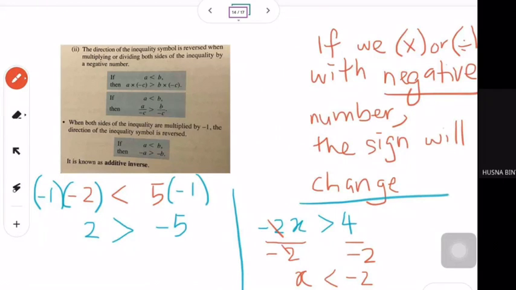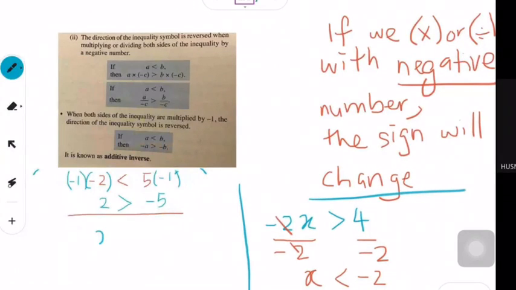Teacher, but teacher did -2 is smaller than 5, right? If we do 2 smaller than 5, then multiply with -1, does it still change the symbol? Okay. So let us try. 2 is less than 5, right? Let us multiply with negative now. What happens? We multiply -1, it becomes -2. Then 5 we multiply with -1 will become -5.